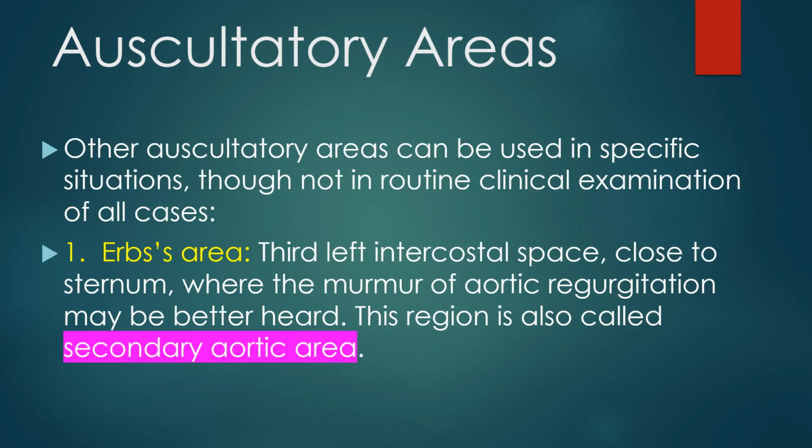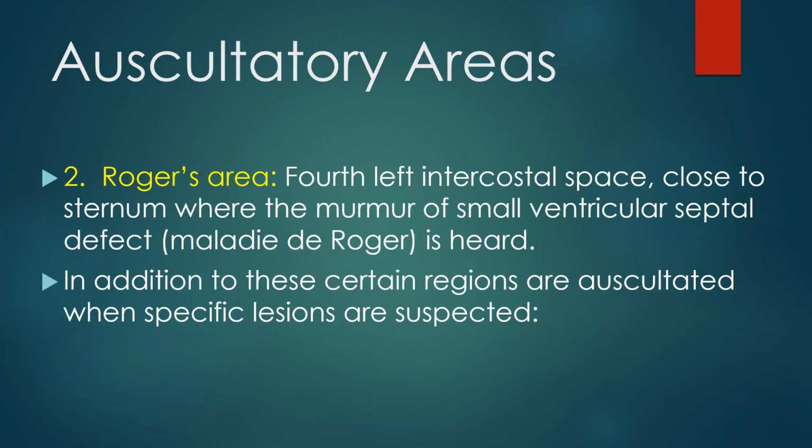Other auscultatory areas can be used in specific situations, though not in routine clinical examination of all cases. Erb's area, third left intercostal space close to sternum, where the murmur of aortic regurgitation may be better heard. This region is also called secondary aortic area. Roger's area, fourth left intercostal space close to sternum, where the murmur of small ventricular septal defect, that is maladie de Roger, is heard. In addition to these, certain regions are auscultated when specific lesions are suspected.